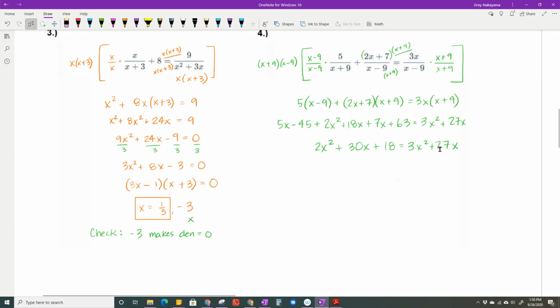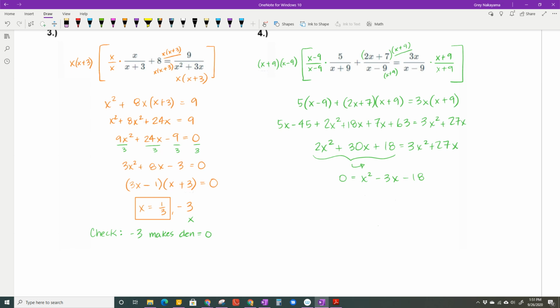So I'm going to set it equal to 0. And I prefer to keep my leading term positive, so I'm going to move all of this over to the right side. So I'm going to have 0 equals, what's 3x squared minus 2x squared is going to be x squared. 27x minus 30x is minus 3x. And then to move the 18 over, I subtract. So this is what I have.